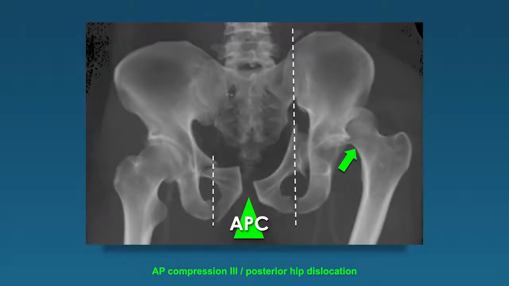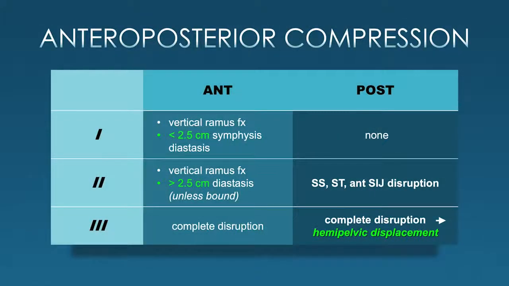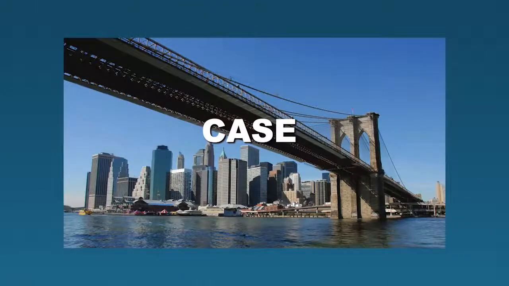So in review with these injuries, the type 1 is limited to the anterior pelvis only, so we have a stable situation. So adding to that, we involve the pelvic floor ligaments and anterior SI joint disruption for the type 2 injury. With the type 3, we have complete disruption, so we add on to this one the posterior SI joint and hemipelvic displacement.